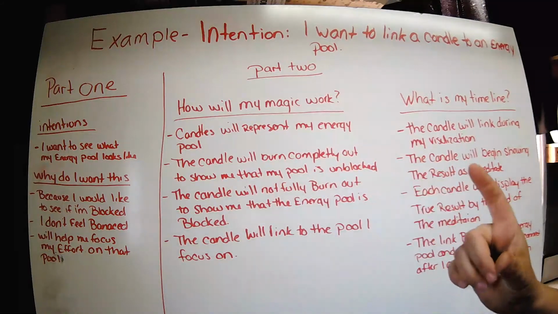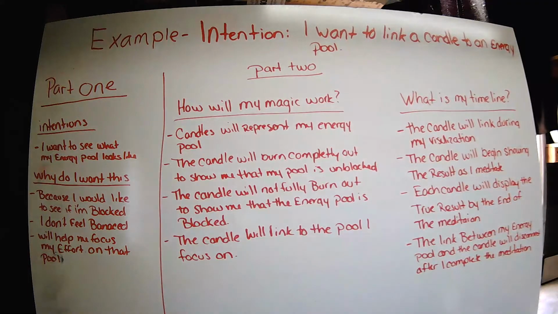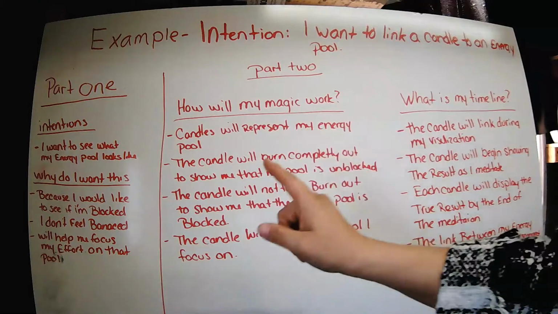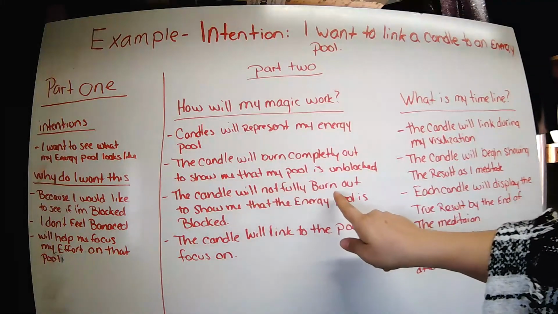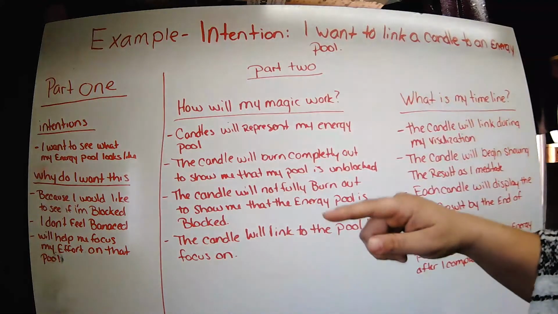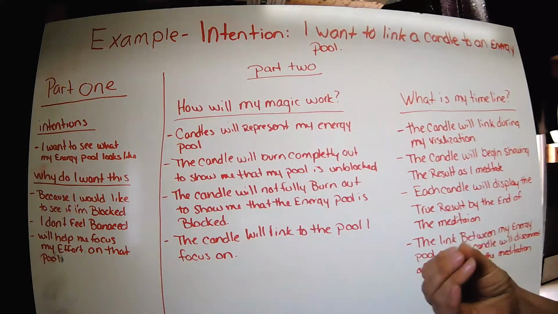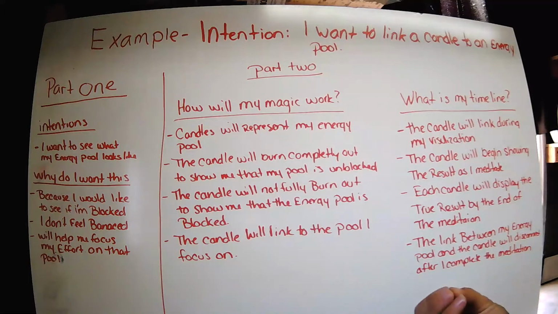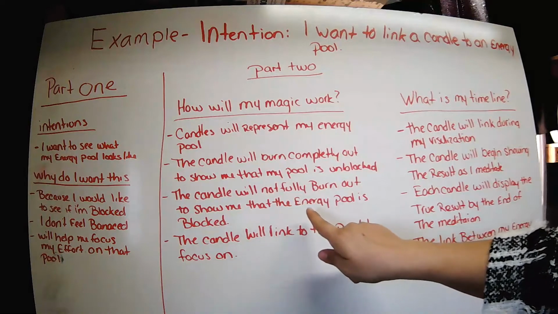So that means I can use a little chime candle, whatever. During my meditation, I want the universe to burn that candle completely out if I don't have to worry about that chakra and it's unblocked. Then I wanted the universe to have the candle not fully burn out to show me that the energy pool is blocked. If I have that chime candle and it only burns about halfway down, that's going to tell me that my chakra is blocked and that I should work on it. So I wanted to tell the universe that that's what I'm expecting to see.